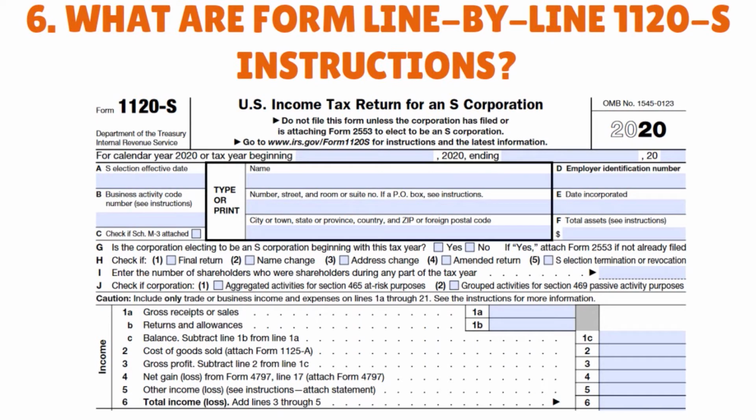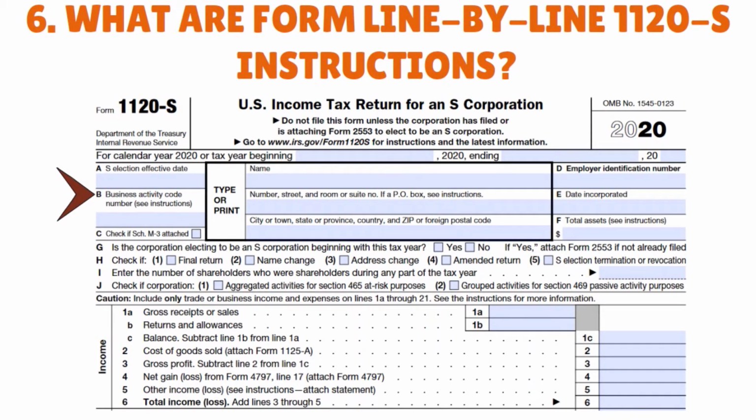So here you have to put all the profit and loss information, and items A through I on this page ask for identifying information about your business, including the date the business was incorporated and the date of S election status. So can you see that here? So A, you have to put the S election effective date, right? I'm showing you right now on the screen. B, the business activity code number, right? The next number. And you have to put the name.